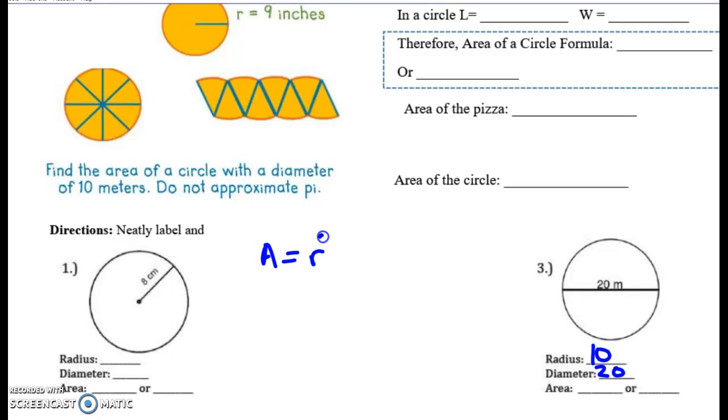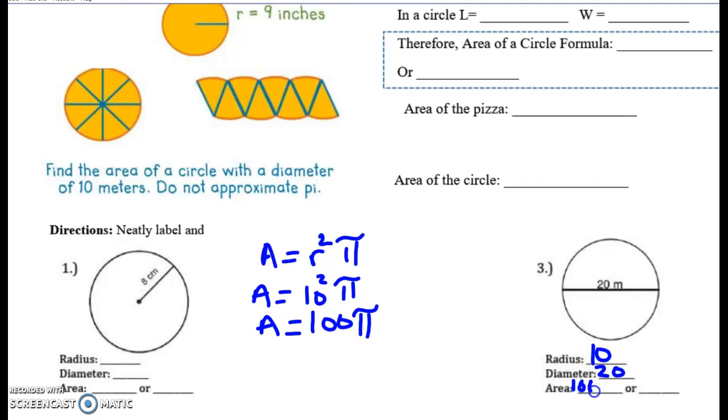Again, my formula is radius squared times pi. The radius is 10. So area equals 10 squared times pi. 10 squared is 100. So that means the exact area of the circle is 100 pi. Or to find the approximate area of the circle, I need to multiply 100 by 3.14. When I multiply that, I get 314. So that means the area of my circle is 314 meters squared. Now let's try example 5.